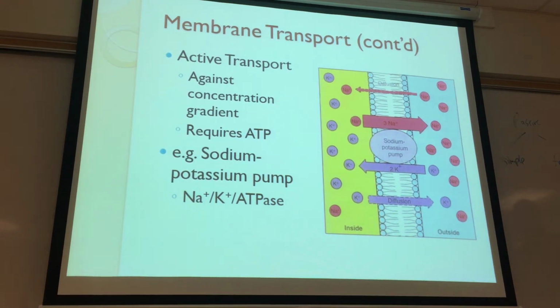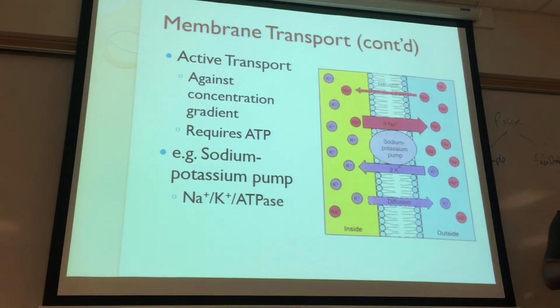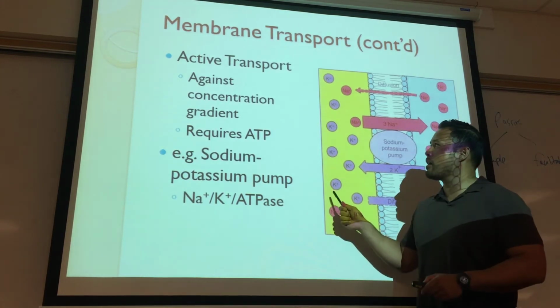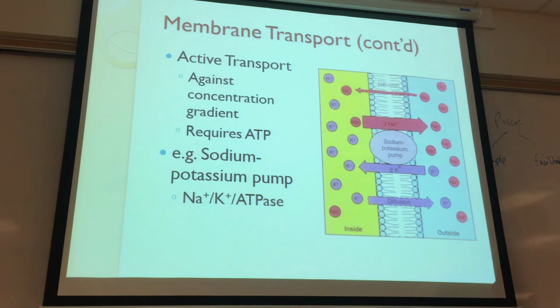We've talked about passive diffusion. Let's talk about active transport. The key thing that describes active transport is the term active, meaning it requires ATP. It uses energy in order to move ions against their concentration gradient. Why would we do that?